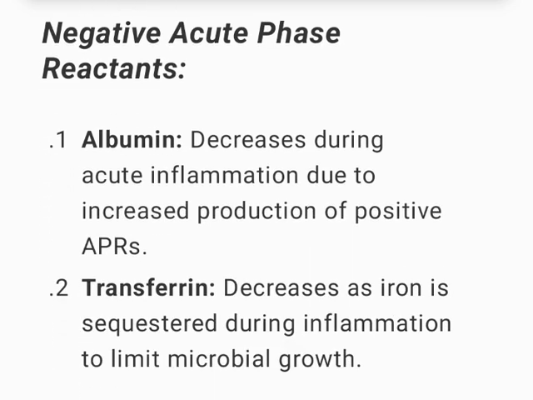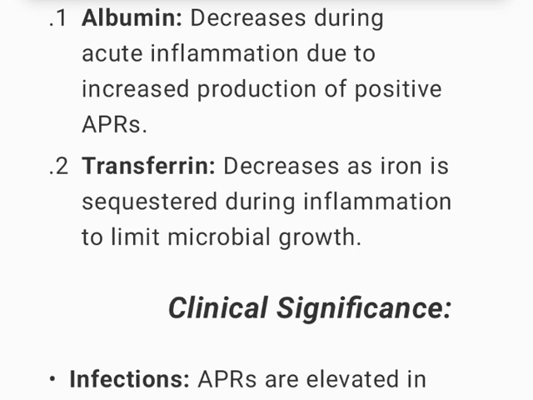Negative acute phase reactants. 1. Albumin decreases during acute inflammation due to increased production of positive APRs. 2. Transferrin decreases as iron is sequestered during inflammation to limit microbial growth.